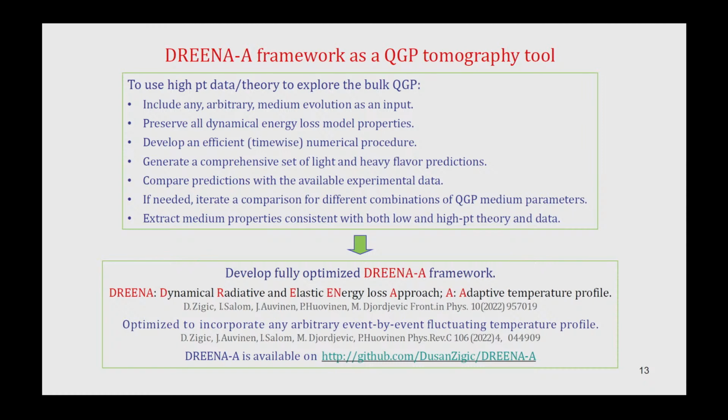So I will not go into these details, but also if you want to develop Bayesian statistics and state-of-the-art exploration of QGP properties, you need to develop a framework which can include any medium evolution as an input. It has to be an efficient, time-wise numerical procedure so that it can generate a comprehensive set of light and heavy flavor predictions to compare them with the experimental data, if needed iteratively for different combinations of parameters, so that you can extract the parameters which are consistent with both low and high PT data. And we achieve this with the DREENA framework, where DREENA stands for Dynamical Radiative and Elastic ENergy loss Approach, and A stands for Adaptive or Arbitrary Temperature Profile.